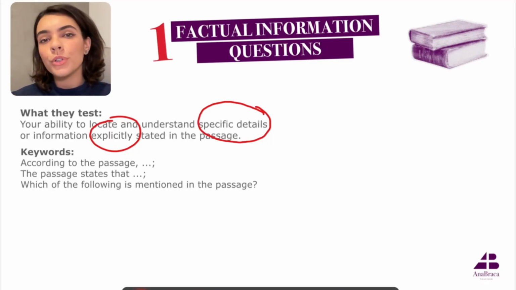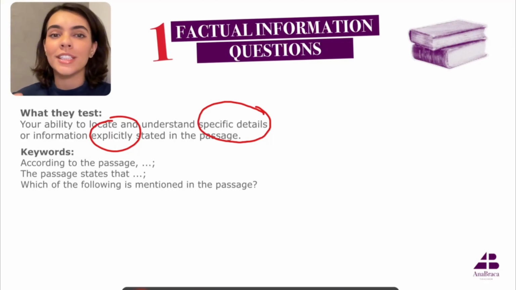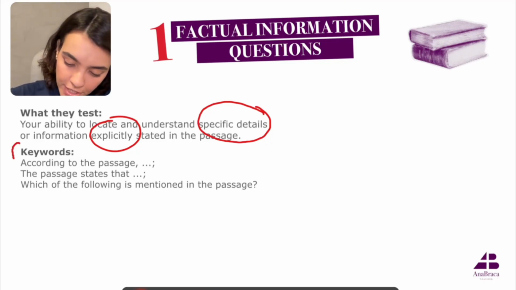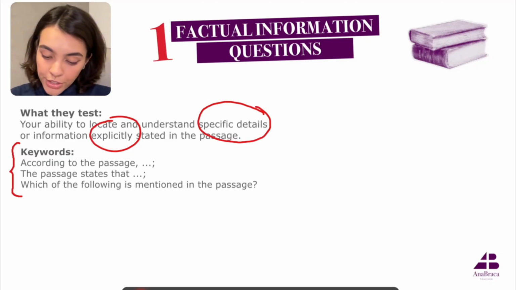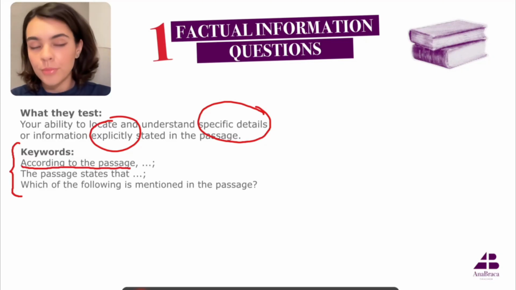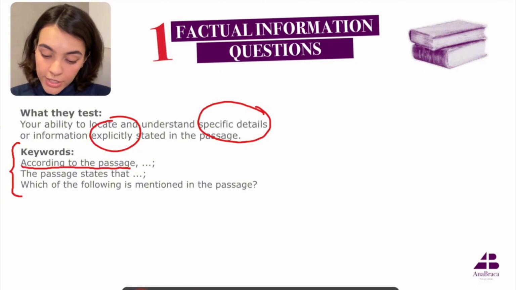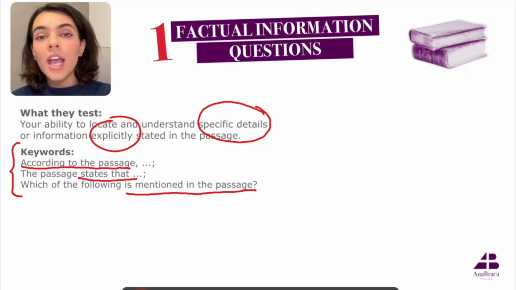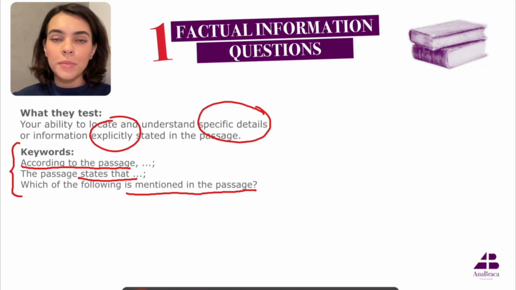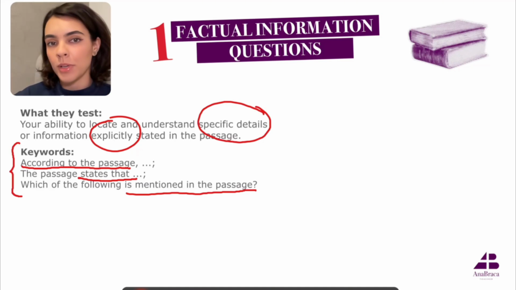And how will you understand that you are dealing with a factual information question? It will look a bit like that. According to the passage, or the passage states that, which of the following is mentioned in the passage? As you can see here, it's something that is very specific and you can easily find in the passage.